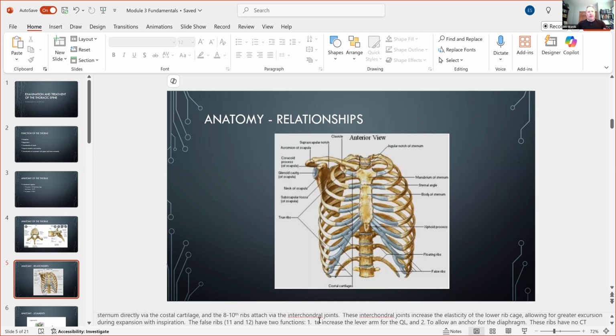Now, it doesn't typically produce a lot of other ranges. What it will typically do is a calipering motion to help increase the lever arm for the quadratus lumborum and also help to provide an adequate anchor for the diaphragm before contraction. Okay, so those lower ribs, the quadratus lumborum kind of grows over those ribs. So it really stabilizes them pretty well.